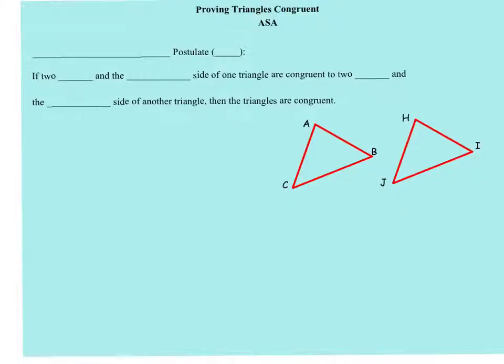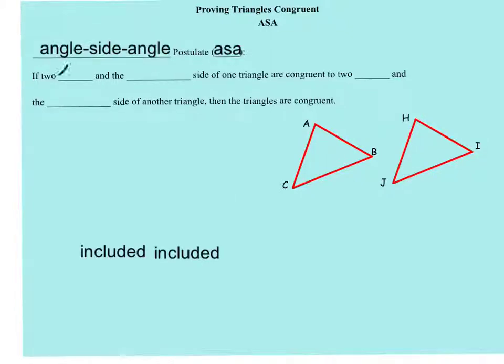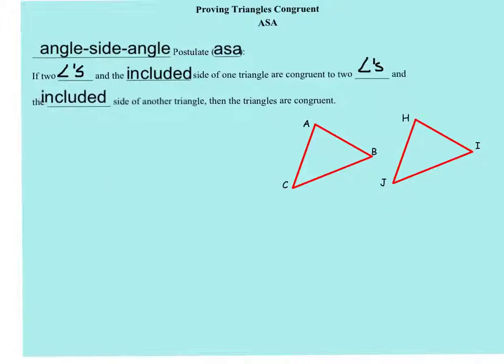The next postulate is the angle-side-angle postulate. This postulate states if two angles and the included side of one triangle are congruent to two angles and the included side of another triangle, then the triangles are congruent. Basically, we've just switched the order between angles and sides if we compare this to the side-angle-side postulate.